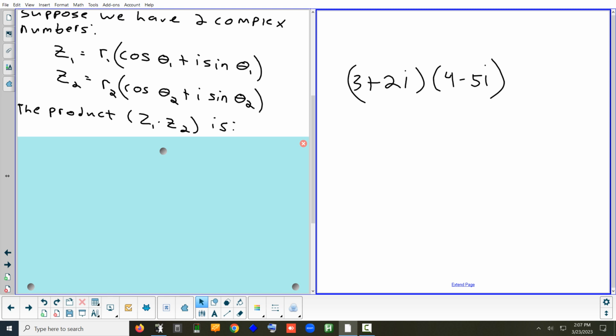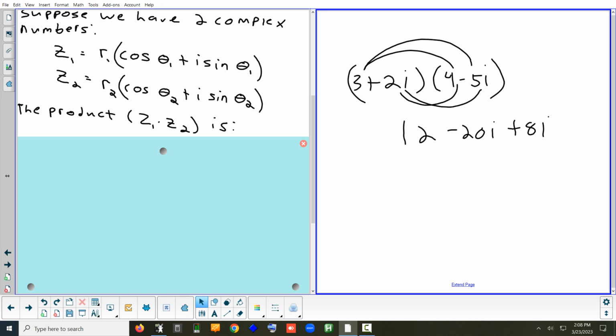Okay. If I wanted to multiply these in trig form, I'd be done right now. I could look at it and tell you the answer. But to multiply these in standard form, I don't know what it is. I still got to do it all out. I can still do it pretty quick. We get 12 minus 20i plus 8i. And then 2i times negative 5 is negative 10 i squared. So that's 12. Negative 20 plus 8 is negative 12. And i squared is negative 1. So that becomes plus 10. And 12 plus 10 is 22.